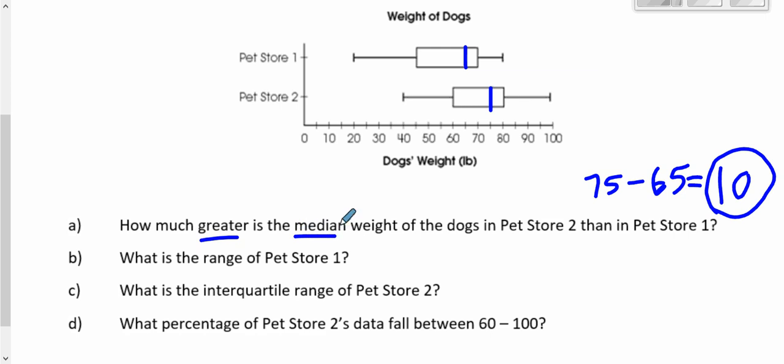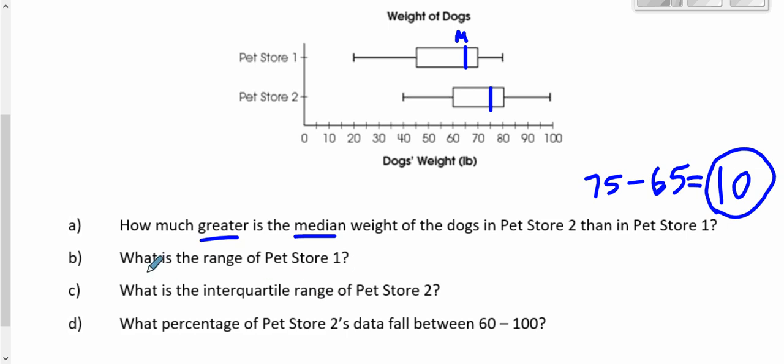We remember to find the median on the box and whisker plot. I know I did that fast, but median is in the middle. So we know that our box shows the center of our data, and that point inside the middle of our box, that is our median right here. Always, always, always, that's our median. Okay? So what is the range of pet store 1?